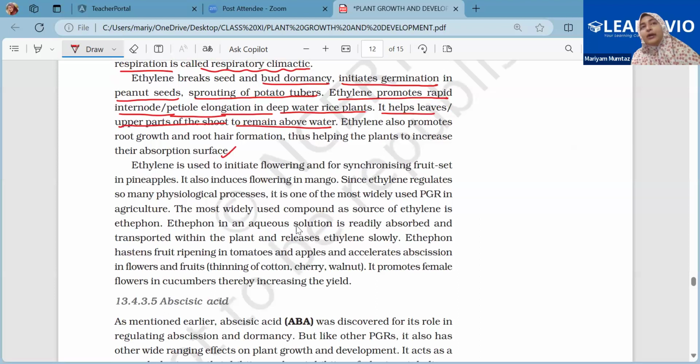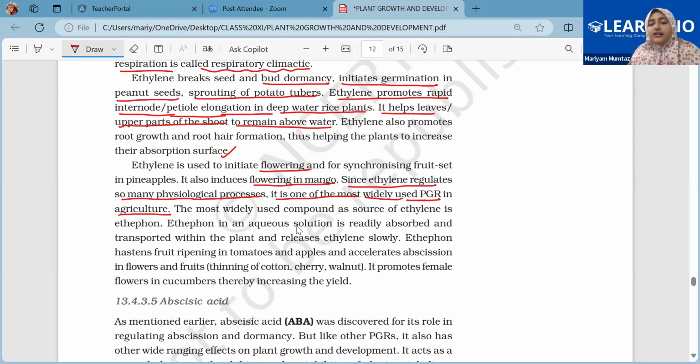Now, why and where do we apply it? So, it is used to initiate flowering and for synchronizing fruit set in pineapples. It also induces flowering in mangoes. Since ethylene regulates so many physiological processes, it is one of the most widely used PGR in agriculture. So again, a question may be asked as to which is the most widely used plant growth regulator.